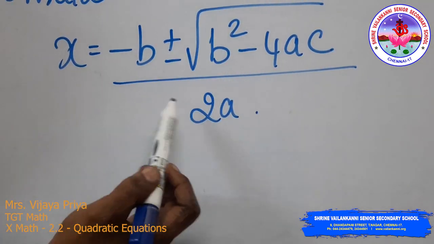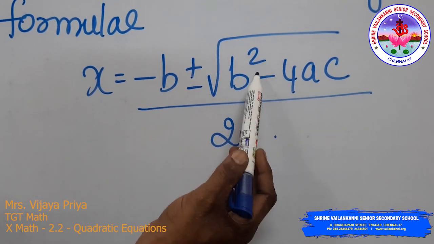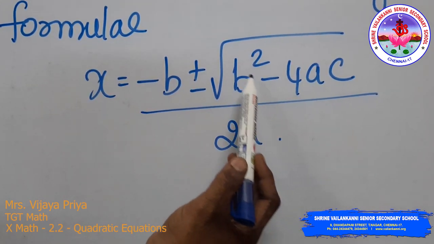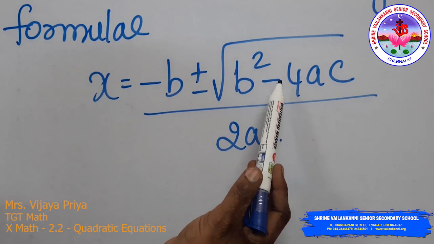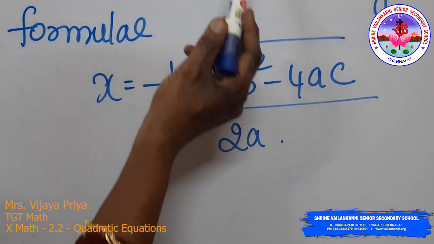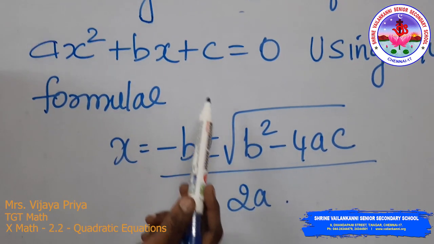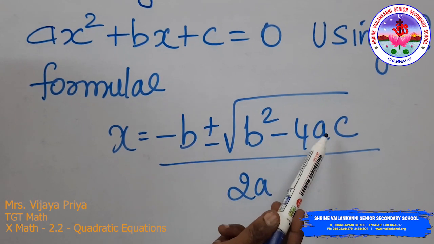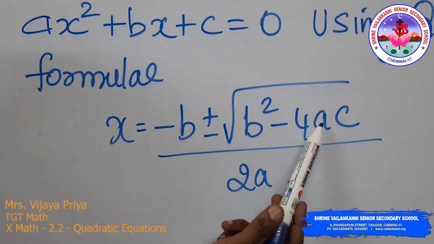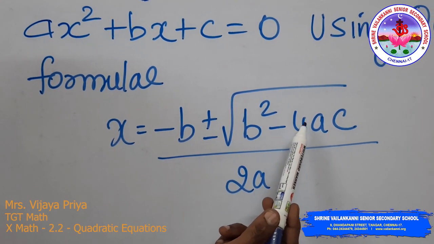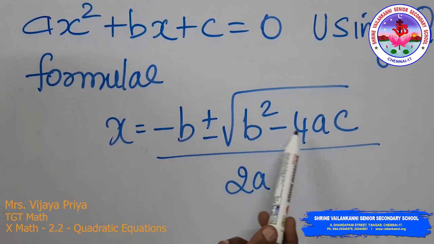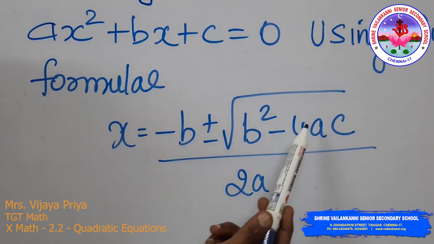In this formula, if b squared minus 4ac is greater than 0, you will get two real roots for this quadratic equation. If b squared minus 4ac is negative, that is less than 0, you will not get a real root. So you will have no real roots here.